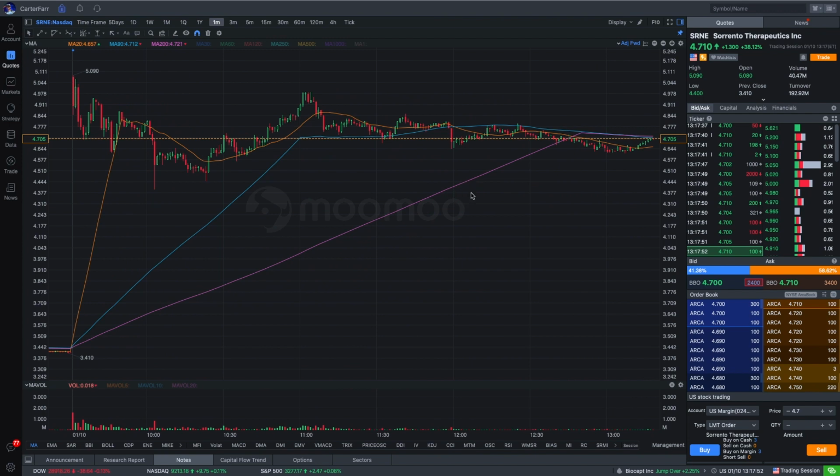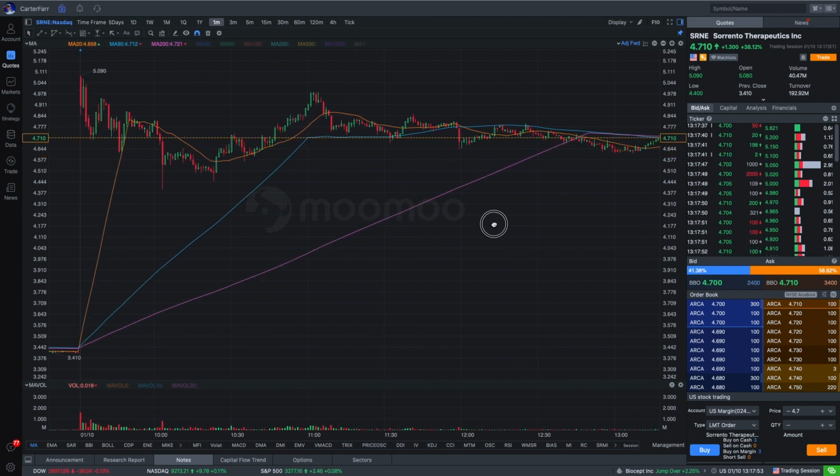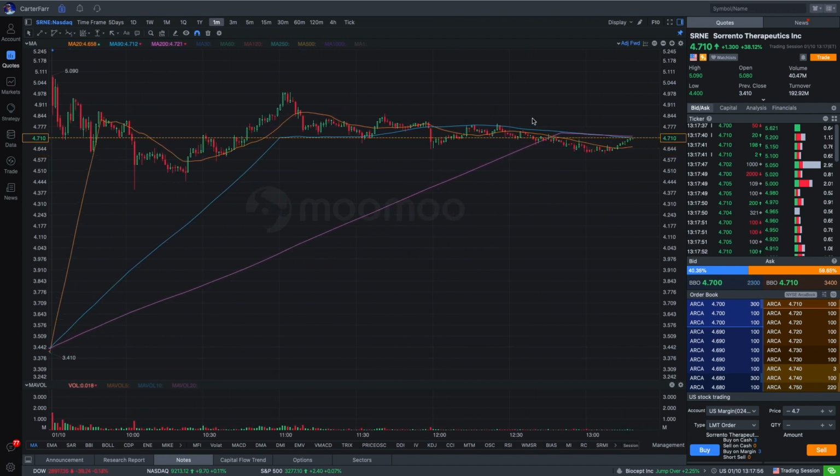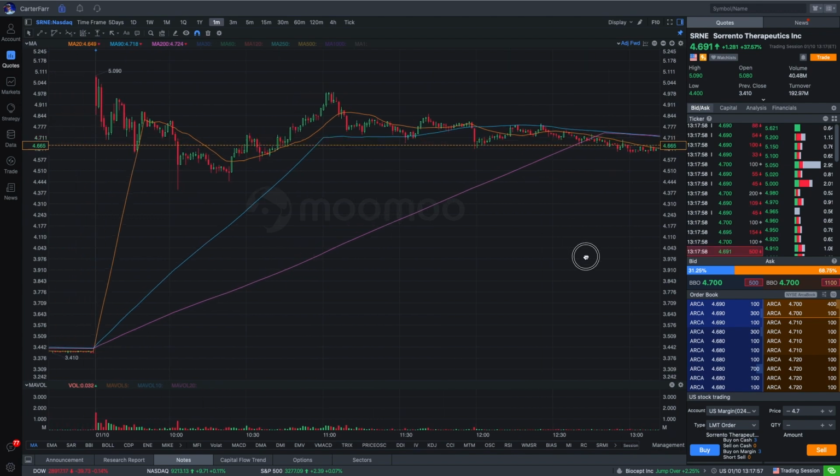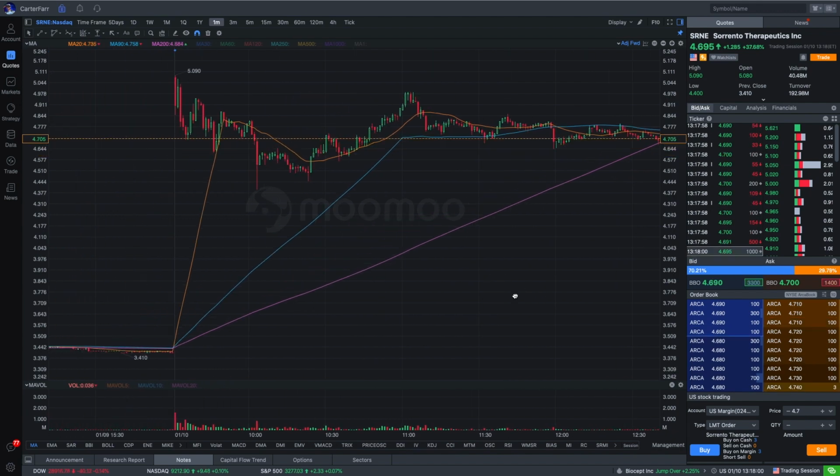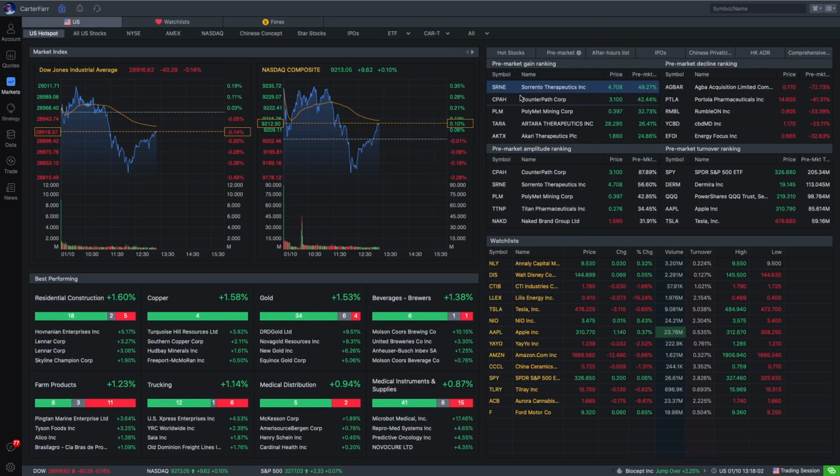Just been kind of fluctuating in that zone. There's a lot more downside potential on the stock because it is breaking below all these moving average lines and it's not looking as strong. So we can move back here to the next stock.